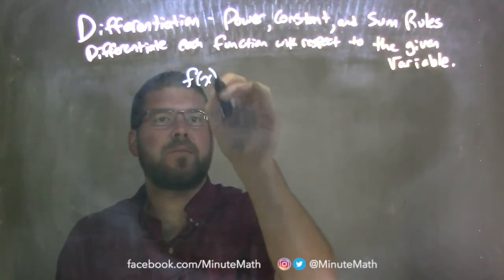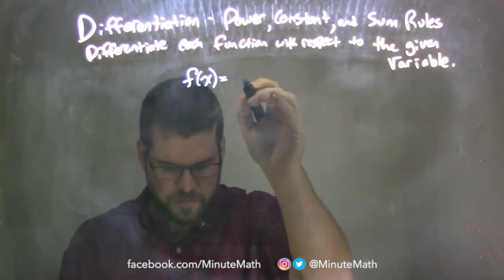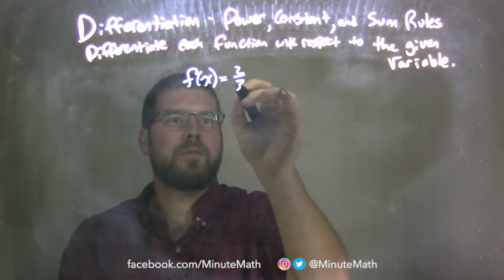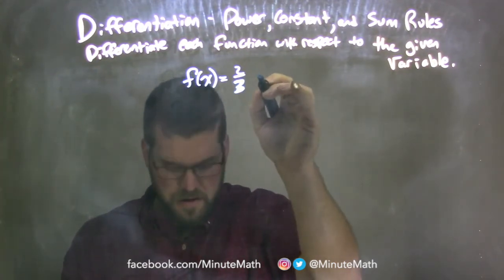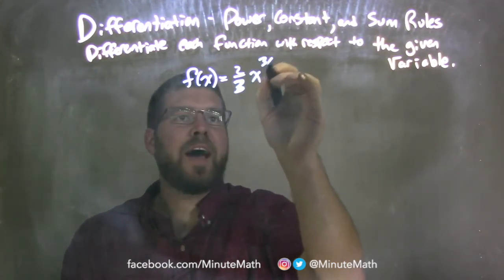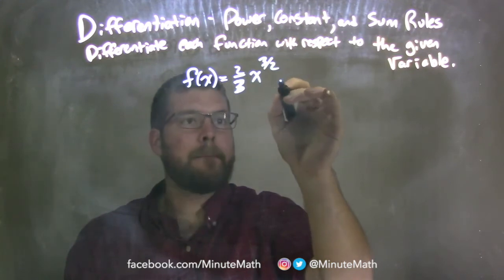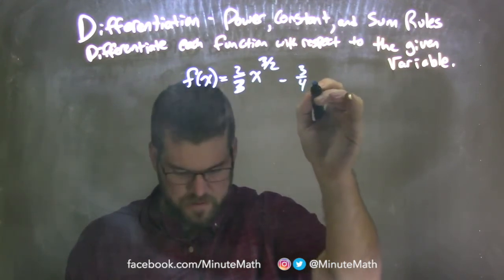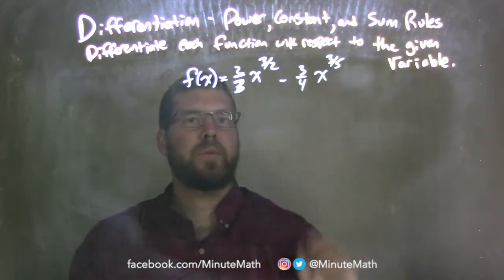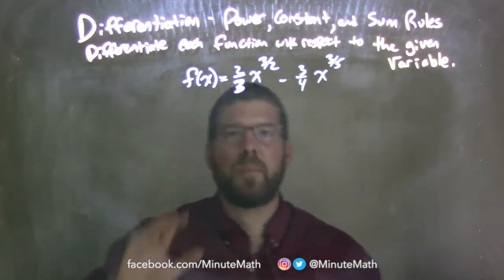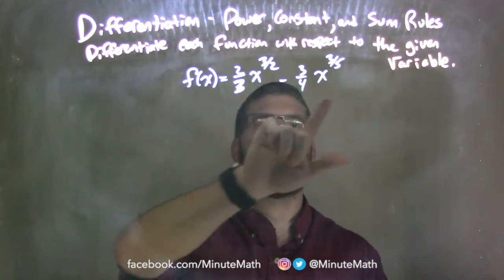F of x is equal to 2/3 x to the 3/2 power minus 3/4 x to the 3/5 power. Okay? Well, what I'm going to do here is apply the power rule to each part.